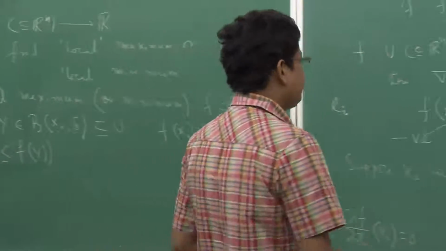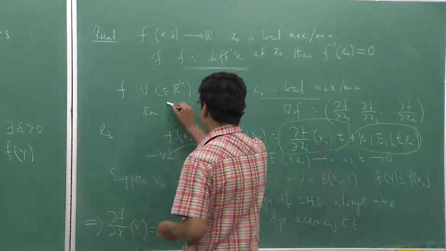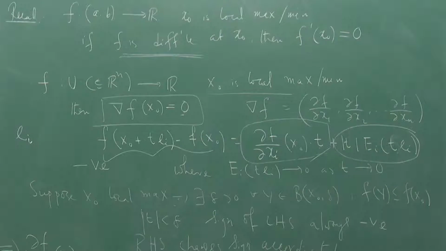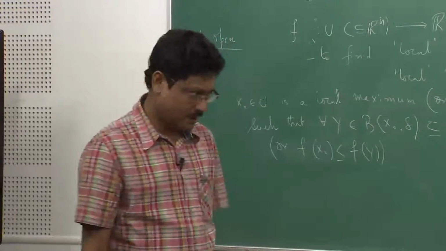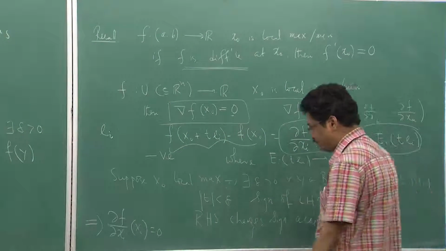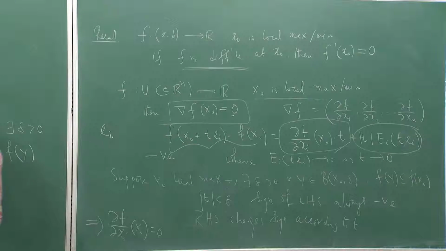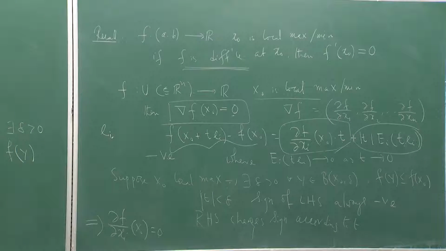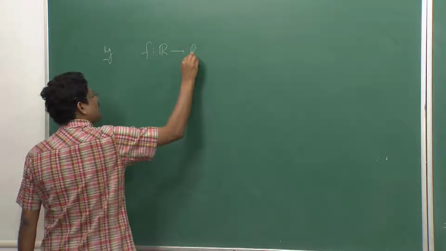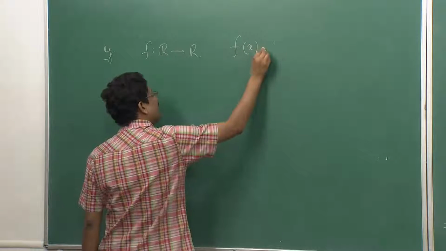So, this is a necessary condition for a local maxima or minima, that grad f at x naught has to be 0, and this condition is not sufficient, and that is one very classical example for one variable you do. Let me recall it again, that it is not a sufficient condition, grad f may be 0, but it is neither a local maxima nor minima. So, you know some classical example for f from R to R, this famous function f of x equal to x cube.